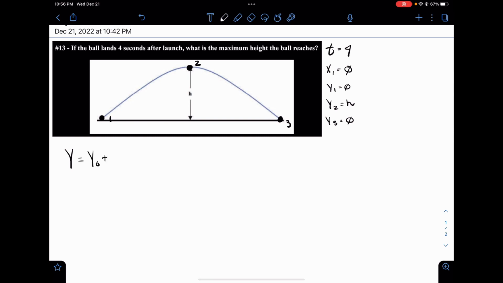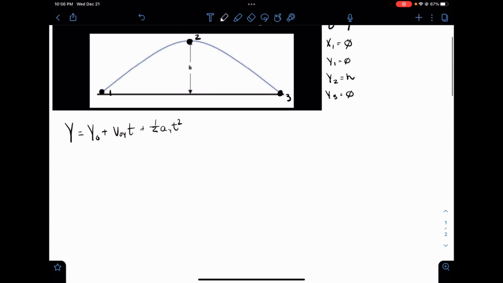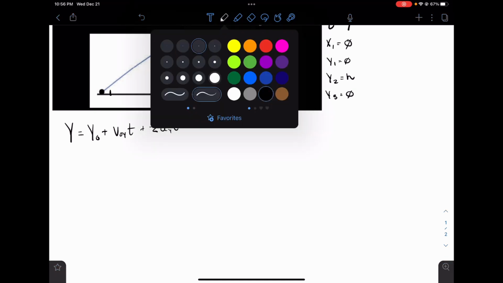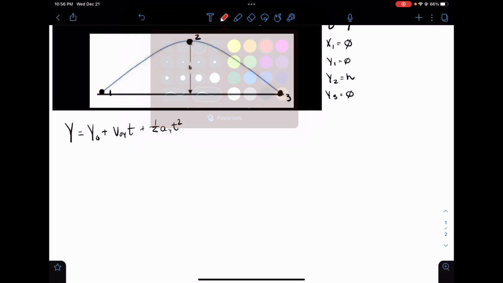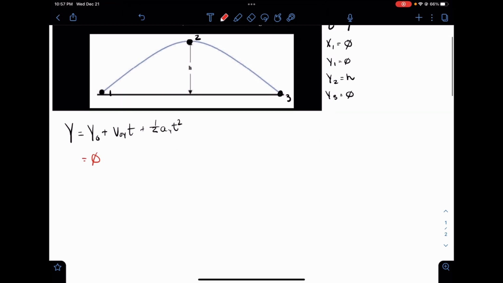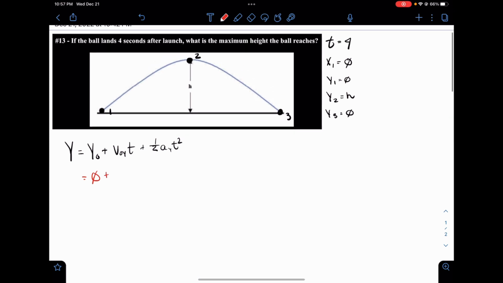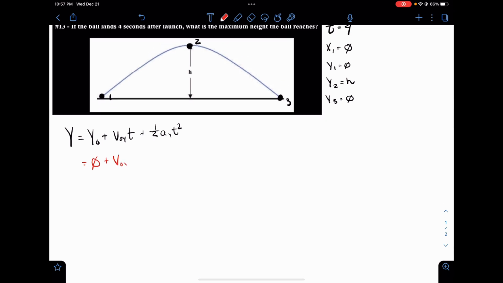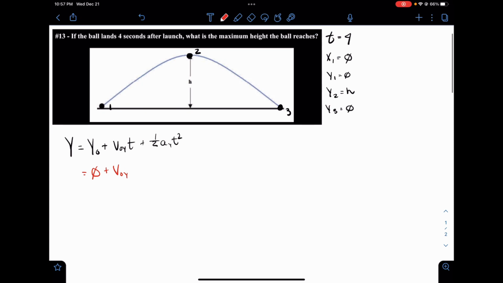So if we just write our positional kinematic equation, the most common one we're going to use, it's going to be y equals y naught plus v naught in the y direction times t plus 1/2 acceleration in the y direction times t squared. So what do we know from this situation? We know that y naught equals 0. I have all of our knowns written up here. I do not know my speed in the y direction, so we're going to leave that blank. And I know my t, right?